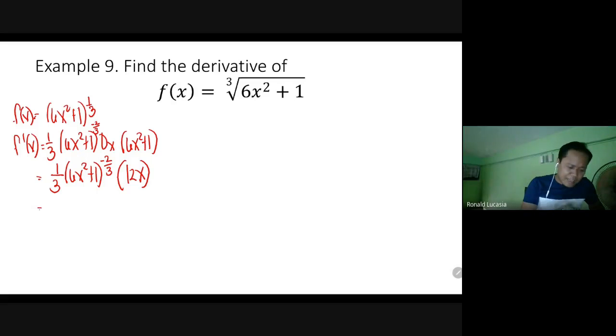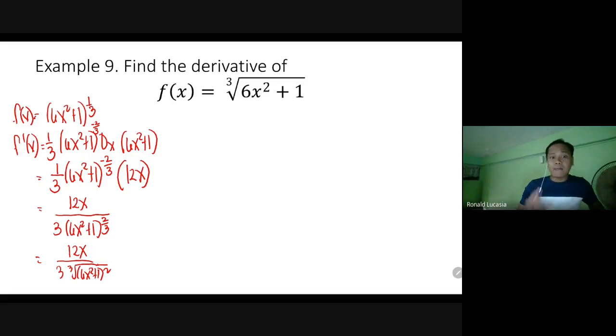And then, dahil negative yung exponent, ang 1 ang numerator times 12x, that's 12x over 3, 6x squared plus 1 raised to the power of 2/3. So, iyan ay kaparehas ni 12x over 3 cube root of 6x squared plus 1 quantity squared. Ano ang pinakamalapit na multiple of 3 pagkatapos ni 2?